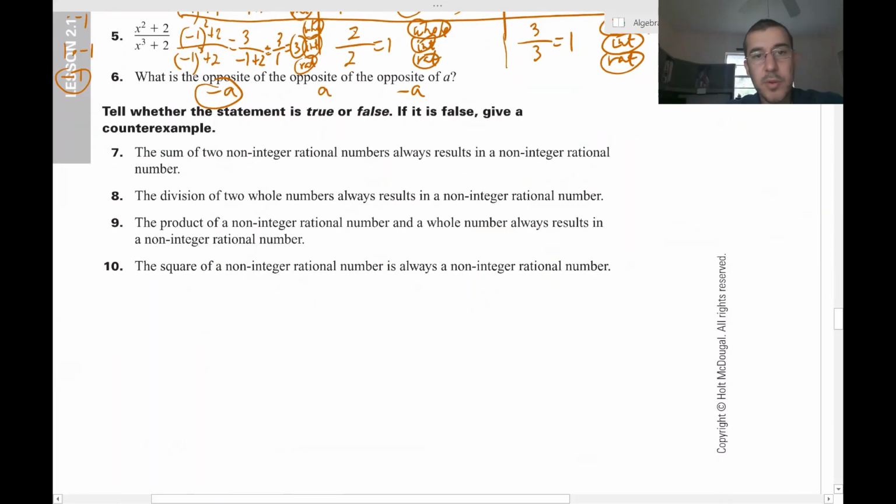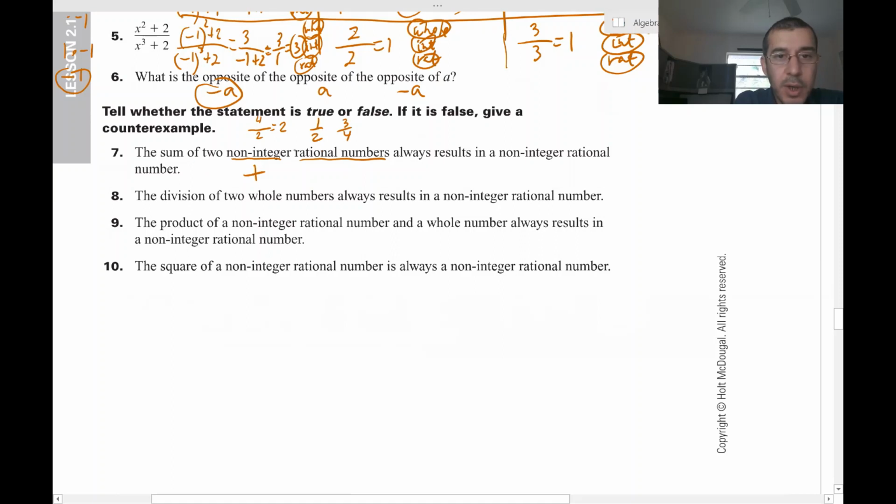Tell whether the statement is true or false. If it is false, give a counterexample. The sum of two rational numbers, but non-integer. Rational numbers, we know, are a quotient of two integers. So if it's something like 4 over 2, that's 2, so that's an integer. So non-integer would be something like 1/2 or 3/4, right?